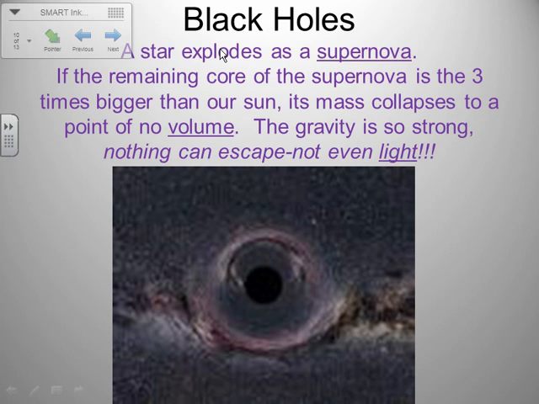Another type is a black hole. A star explodes as a supernova. If the remaining core of the supernova is 3 times bigger than our sun, its mass collapses to a point of no volume. The gravity is so strong that nothing can escape, not even light. And there's a picture in your notes, just as this one, of a black hole.